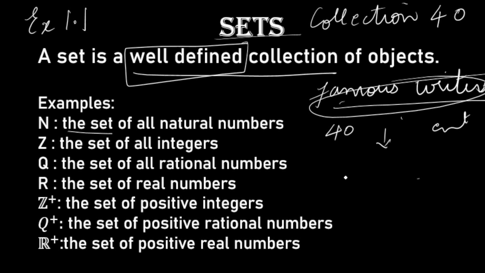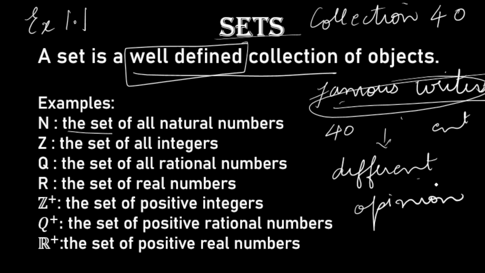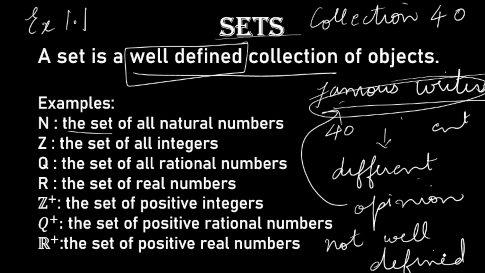So that means everyone has a different opinion on this question. Different opinion means I am getting different answers when I'm asking the question about famous writers. So the collection of famous writers is not well defined. And if this collection is not well defined, that means this is not a set.